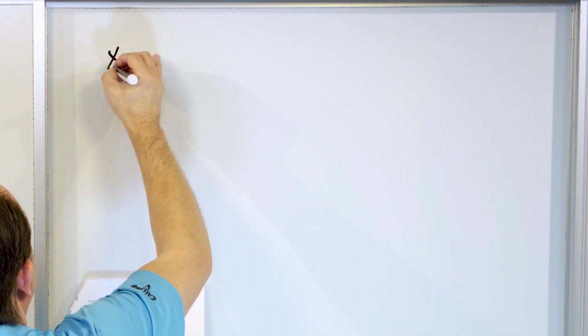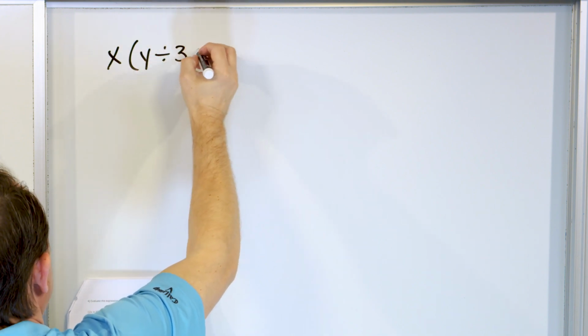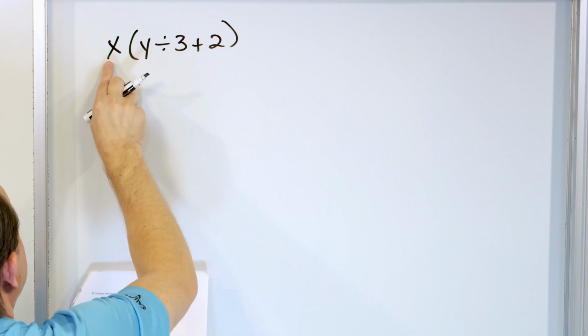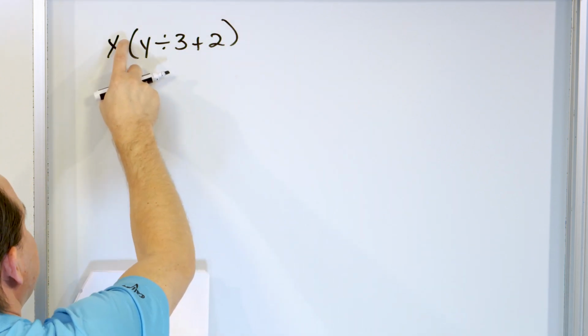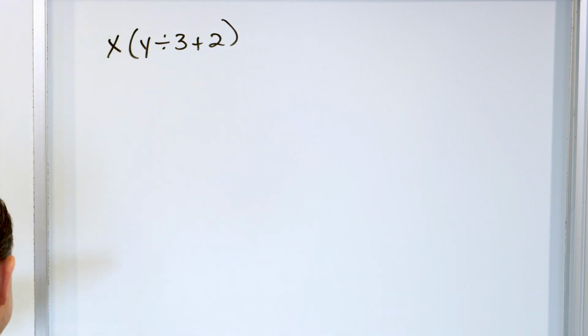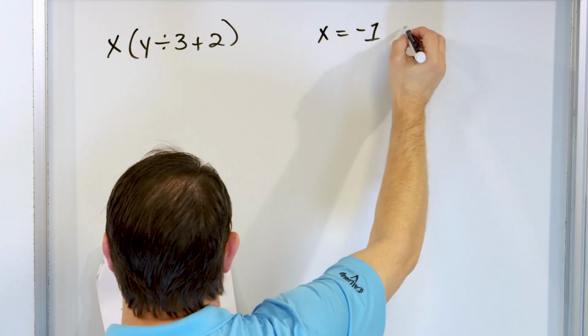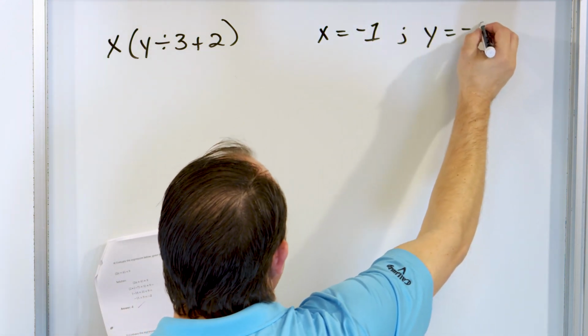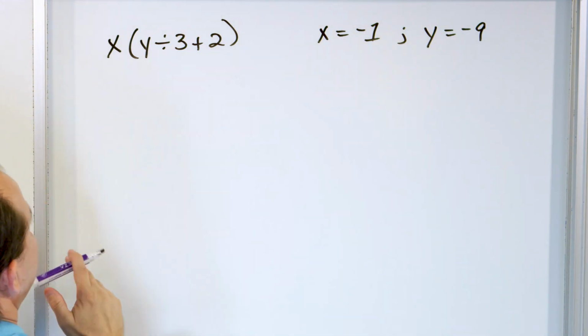All right, next problem. What about x times (y divided by 3 plus 2)? Again, when we have x sitting right next to a parentheses with no multiplication symbol, it still means they're multiplied together. There's an implied multiplication. Now I'm going to give you that x is negative 1, and I'm also going to give you that y is negative 9. And we stick those two variable values into here.